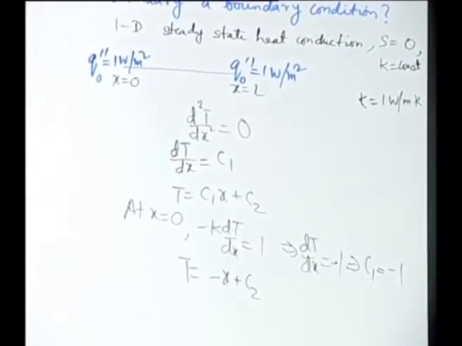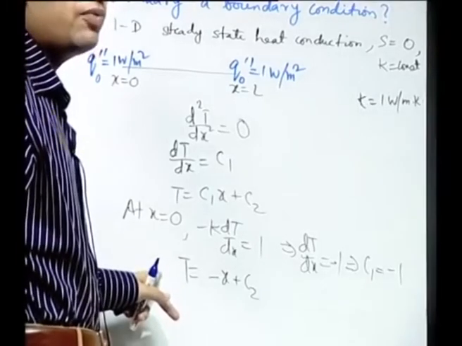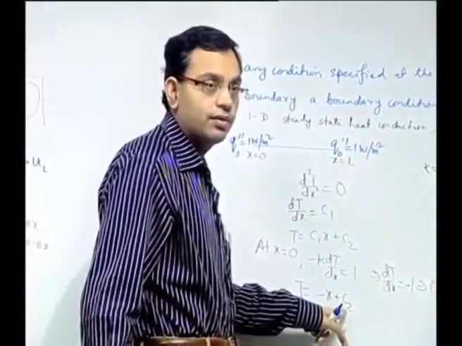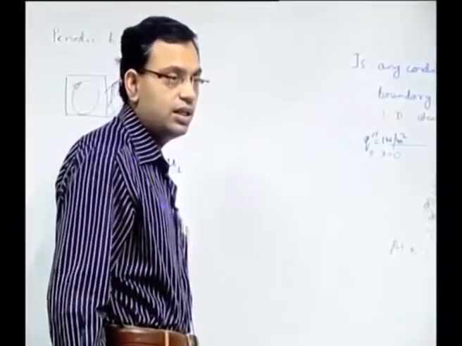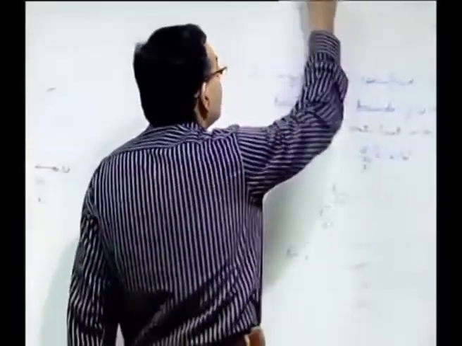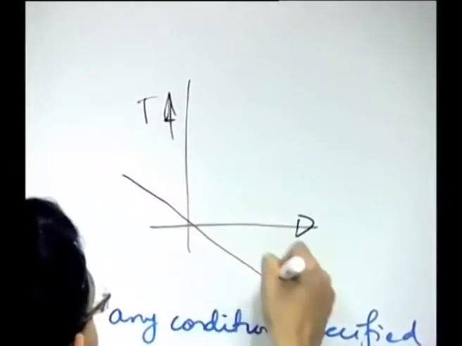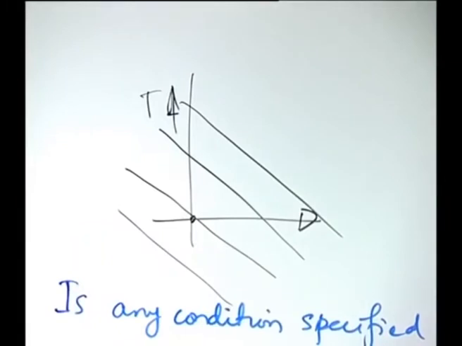So, it violates the requirement of uniqueness of the solution. See, it does not mean that the solution does not exist, it only means that an infinite number of possible solutions will exist depending on C2. So, all these solutions are parallel straight lines in the T-x plane. So, if you plot all the solutions, all these could be possible solutions.